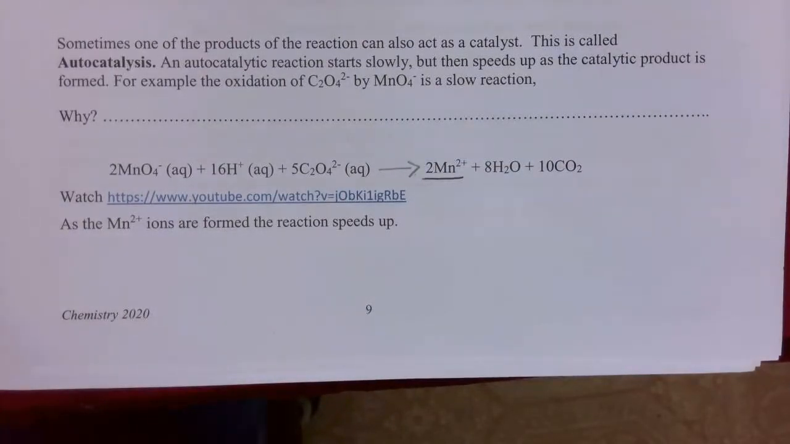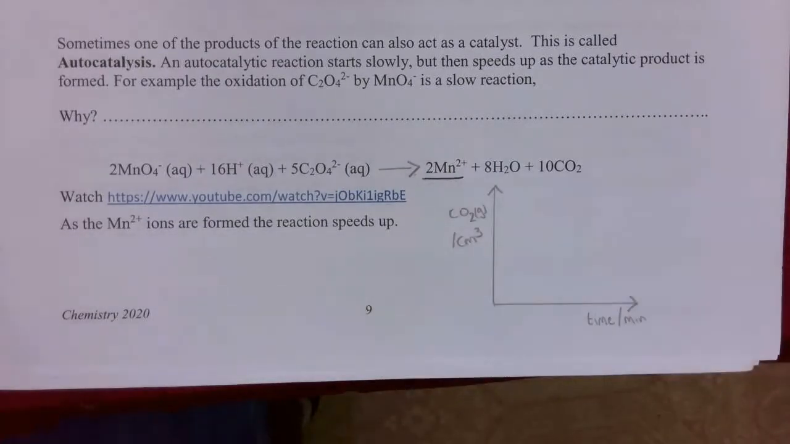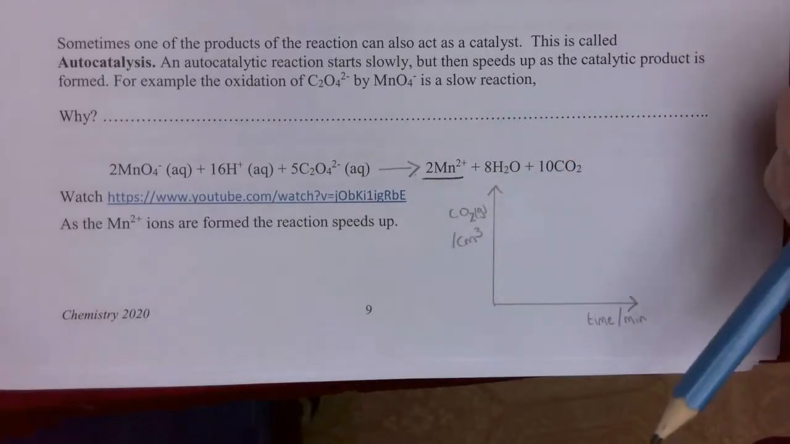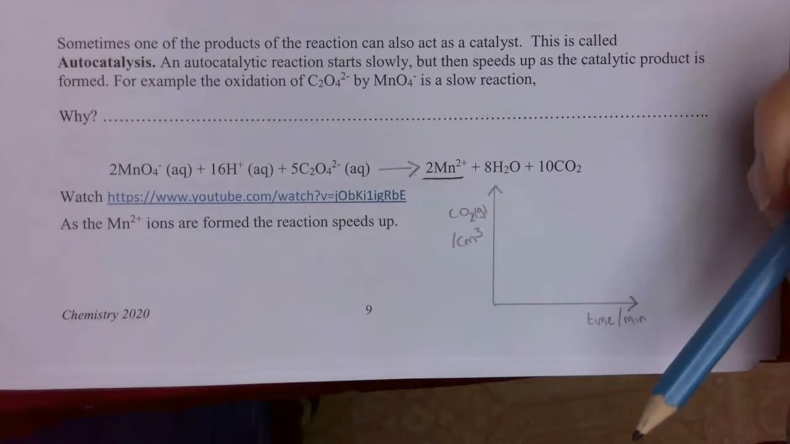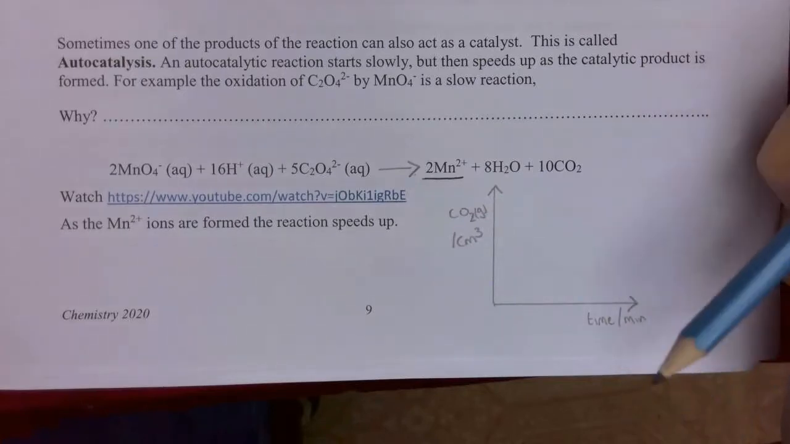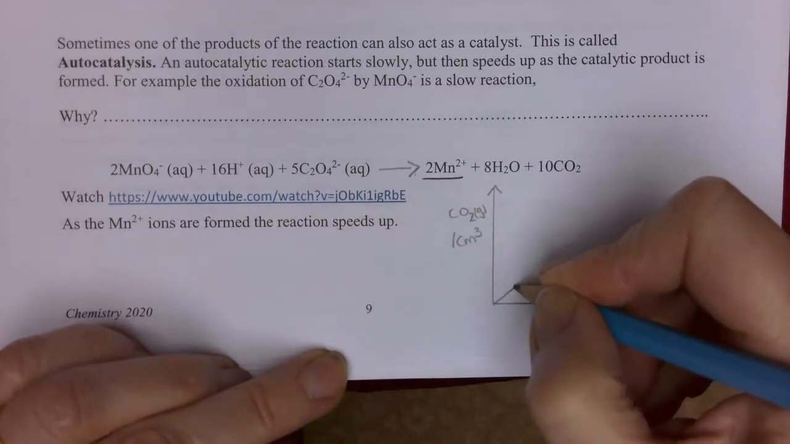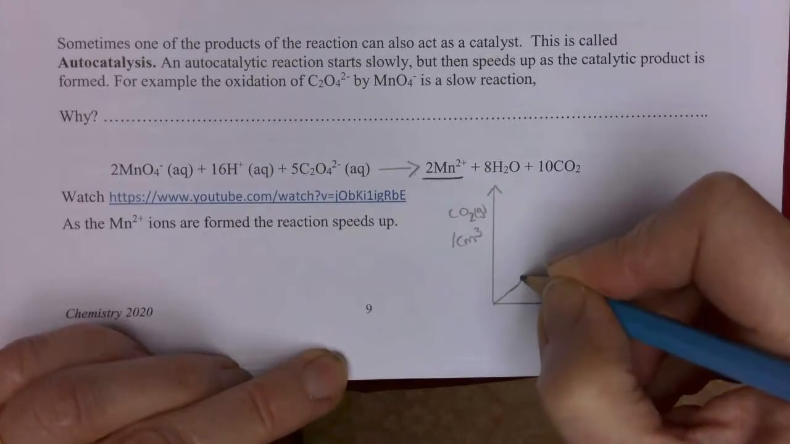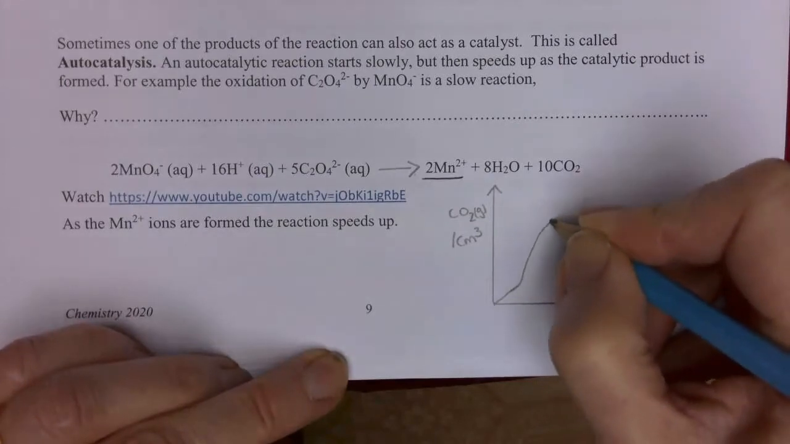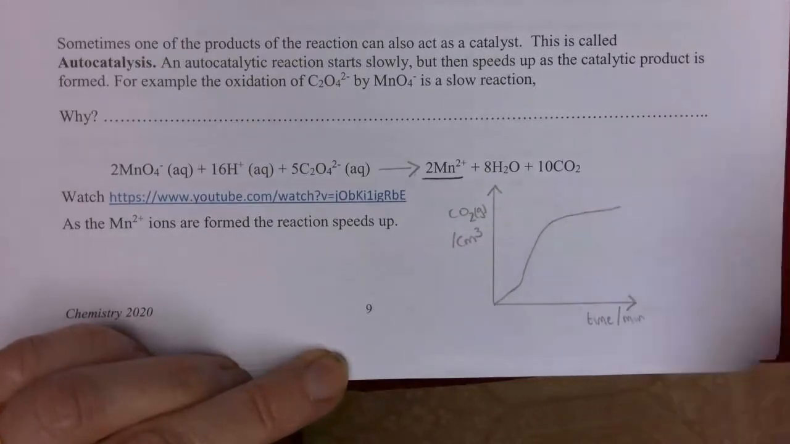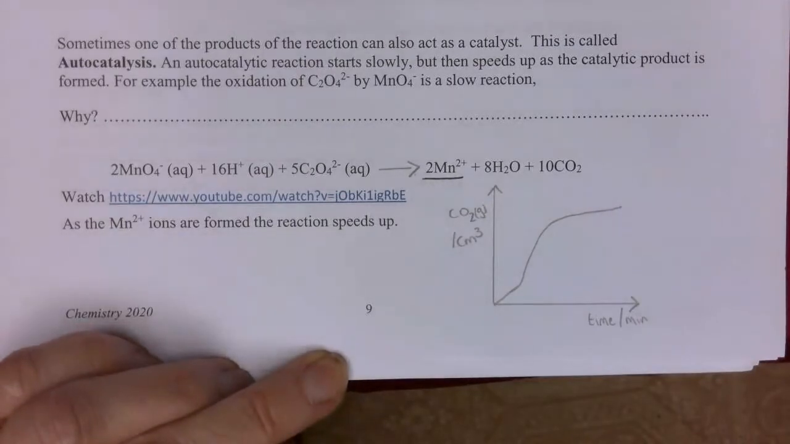This is very easy to see on a rate of reaction graph. So if we look at a concentration time graph, and here I'm just measuring the concentration of the carbon dioxide as one of the products with respect to time, it's going to start very slowly as we have no Mn2+, and it's quite a slow reaction. But then as the Mn2+ is produced, this rate of reaction increases, and then obviously the amount of carbon dioxide levels off.